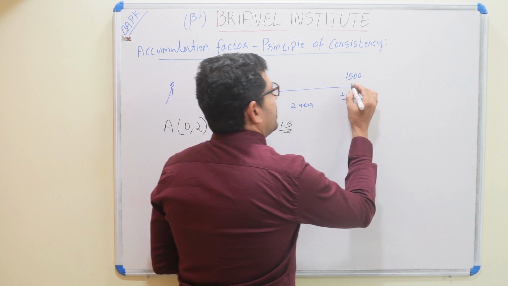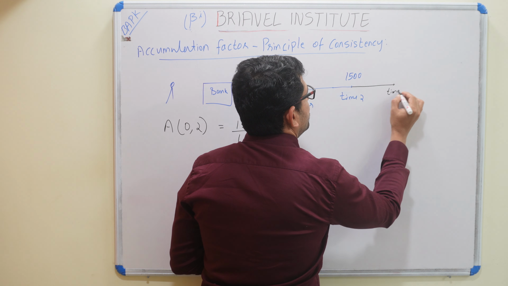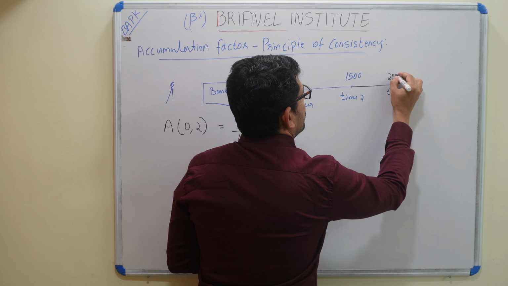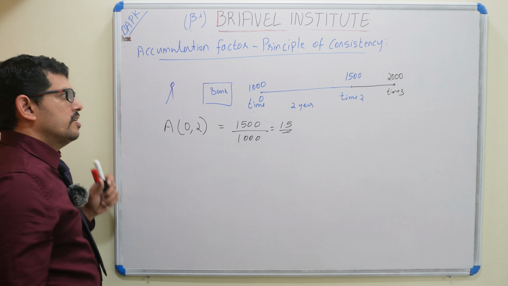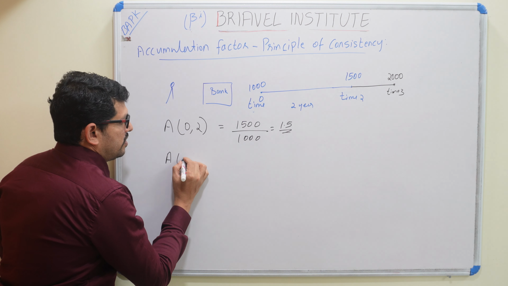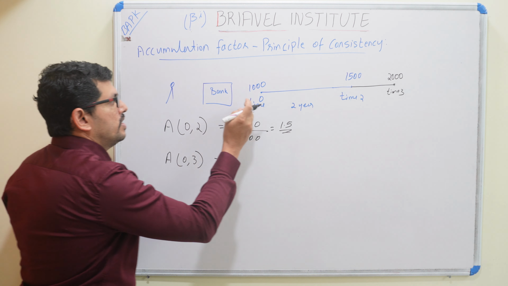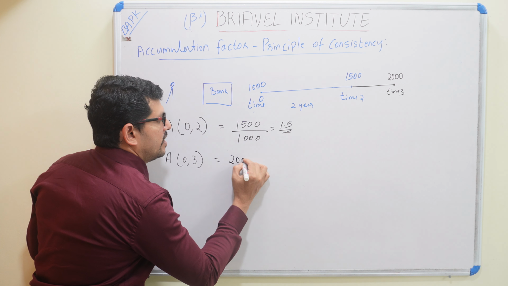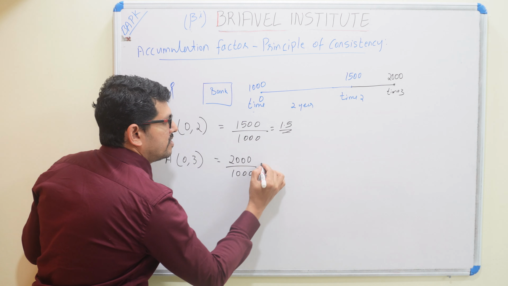Now he has not taken the money out; at time 3, after 1 more year, his money has become 2,000. So what is his accumulation? We can write it as A03, the accumulation from T0 to time T3. It is 2,000 divided by 1,000, so my accumulation factor is equal to 2.